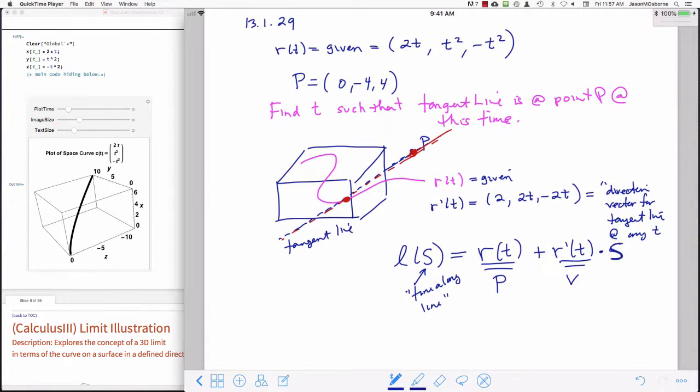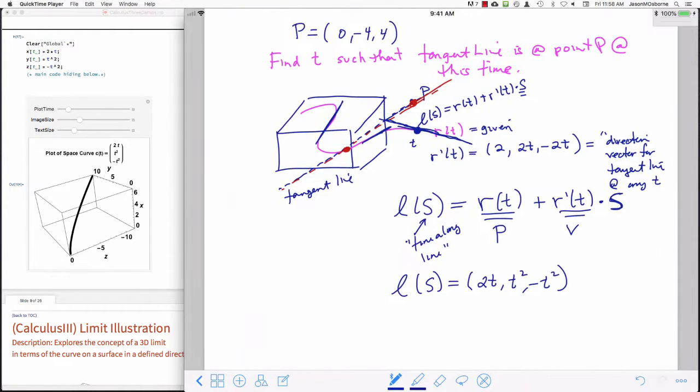Okay, so let's see what we can say here. We'll have a line, and this will be the tangent line at any particular time given: L of s is equal to r of t plus r prime of t times s. S being once you start moving along that line, how long you're going to go for. That's s. And t is at what point you are along the original curve. So, L of s would be the curve r of t, which was 2t, t squared, negative t squared, plus the direction vector 2, 2t, negative 2t, multiplied by s.